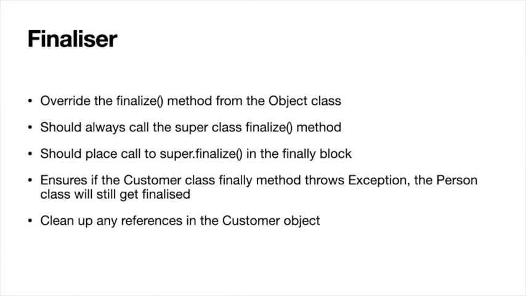You can see here that the finalize method should always be overridden from the object class, and you should always call the super class finalize method from your finalize method. As I mentioned earlier, it should be in the finally block. This makes sure that even if the customer object's finalize method throws an exception, then the person object which it inherits from will still get finalized. Normally in the finalize method you clean up any references that you are using in your object, so that there are no memory bits left in the system.